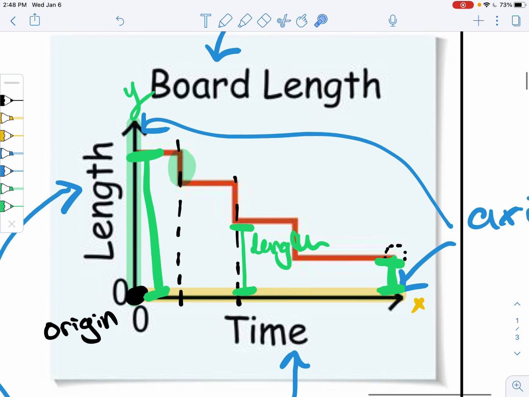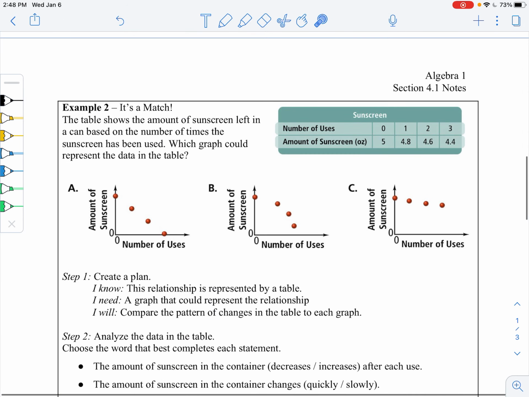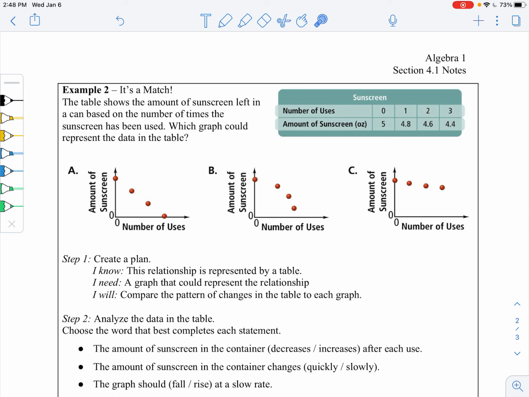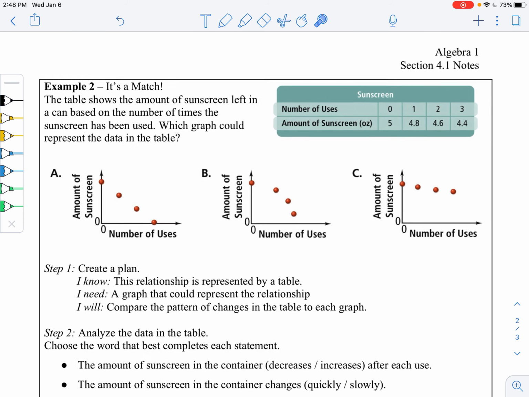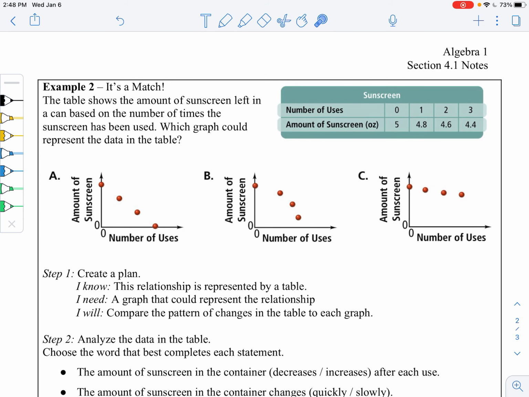So that's very exciting. Okay, here we go. It's a match. The table right here shows the amount of sunscreen left in a can based on the number of times the sunscreen has been used. What graph could represent the data in the table?